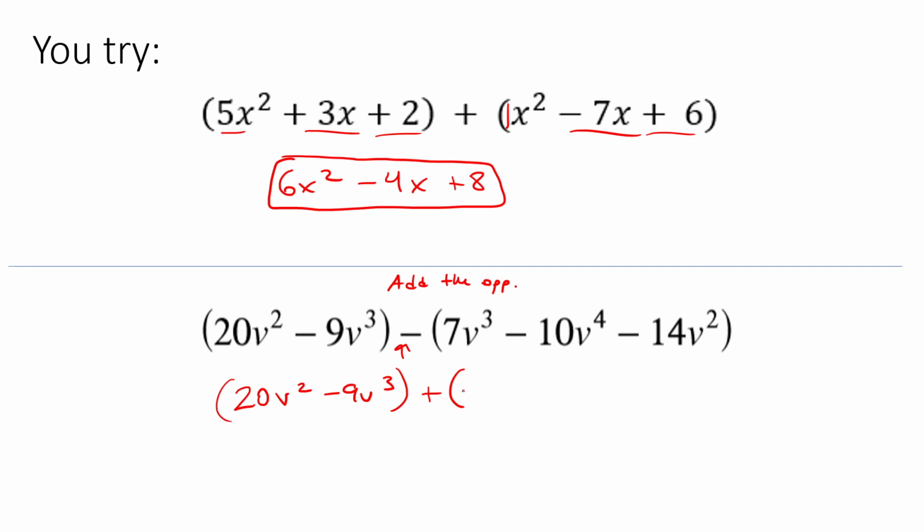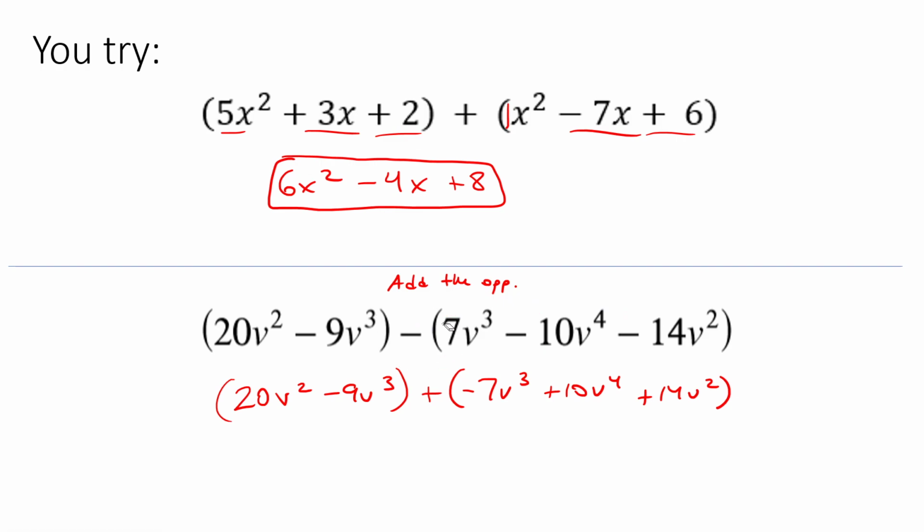So this would become negative 7v cubed. This would become positive 10v to the 4. And this will become positive 14. Okay, so when you see a subtraction, you want to change it to a plus sign, and then change the sign of everything in the right set of parentheses only. Because we're going to see in a minute, what we're doing is we're distributing a negative. And it changes all the signs.